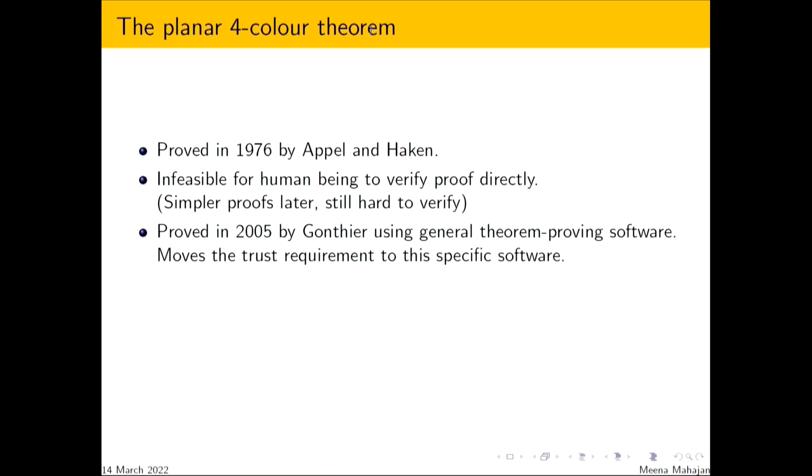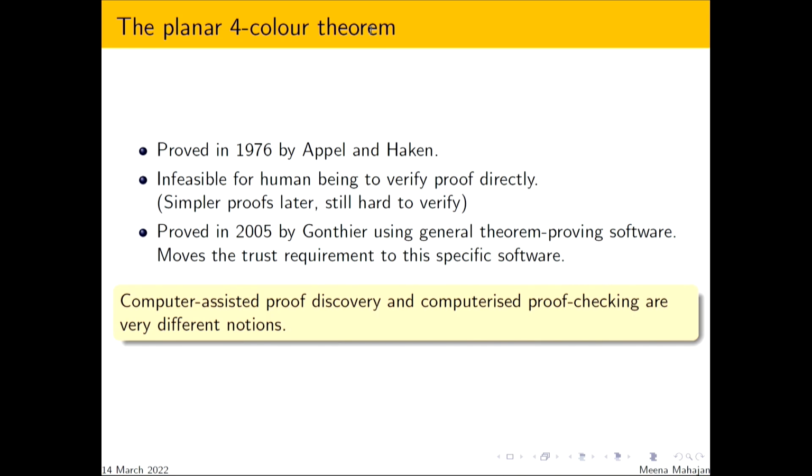How is this software working? What does it do in order to add on new inferences to what is already known? And presumably this is an easier task, and therefore you have more faith in the fact that the theorem has been proved. So there is a shift in trust requirement which could happen because of specifying the proof in a certain format. But nonetheless, in this case, the proof was not checked until 2005. It was discovered using computational power. So the main point I want to make here is that computer-assisted proof discovery and computerized proof checking are very different notions, and they call for very different skills.